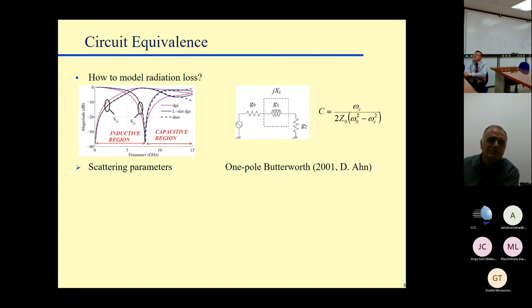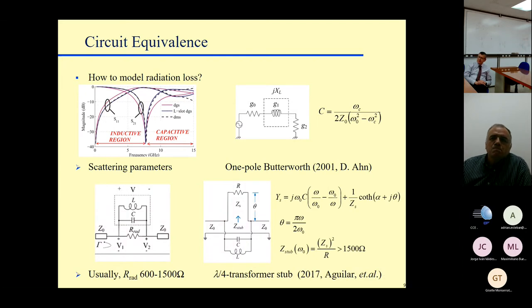So a single pole Butterworth filter model is used to represent reactive effects. The nature of the susceptance defines clearly the dominant inductive region for frequencies below resonance and the dominant capacitive region above resonance. So the circuit capacitance, inductance, and the resonant frequency can be extracted from this formula that is shown here. And this is the one-pole Butterworth model for this structure. For the conventional DGS unit, the radiation resistance is in the interval from 600 ohms to 1.5 kiloohms.